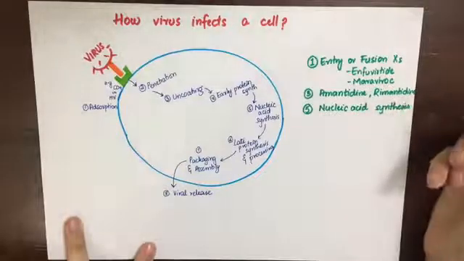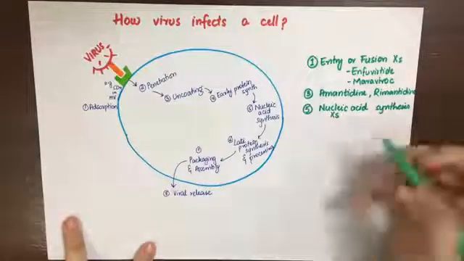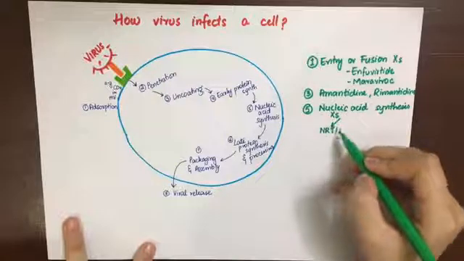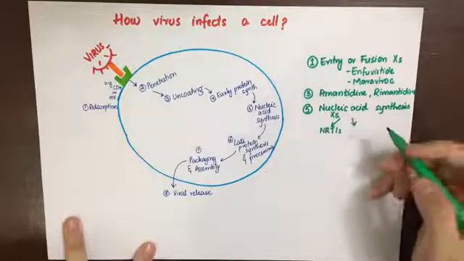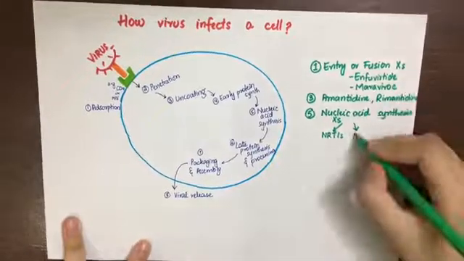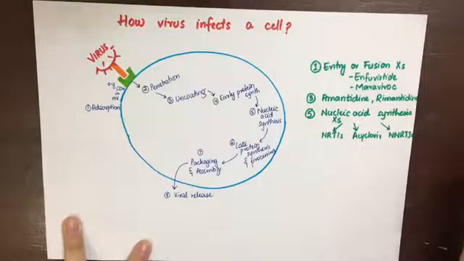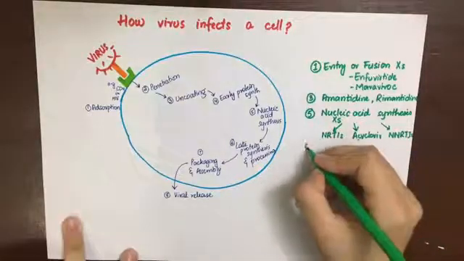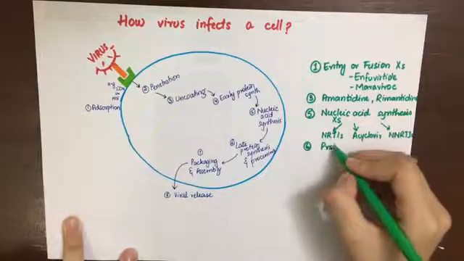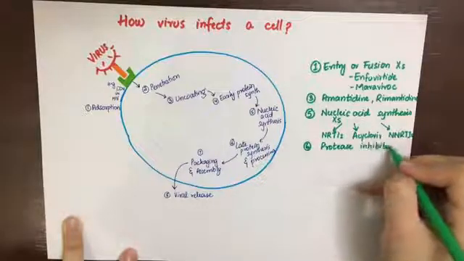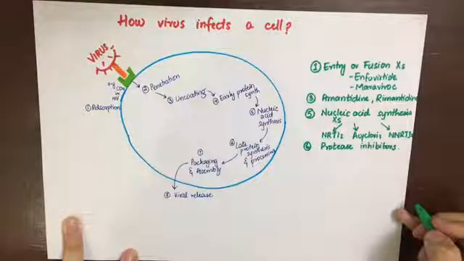Next are the nucleic acid synthesis inhibitors, which can be divided into the nucleoside reverse transcriptase inhibitors, the non-nucleotide reverse transcriptase inhibitors, and two other drugs, which are acyclovir and foscarnet. The late protein synthesis and processing of the protein can be inhibited by protease inhibitors. And lastly, the packaging and assembly leading to the viral release will be blocked by neuraminidase inhibitors such as oseltamivir and zanamivir.